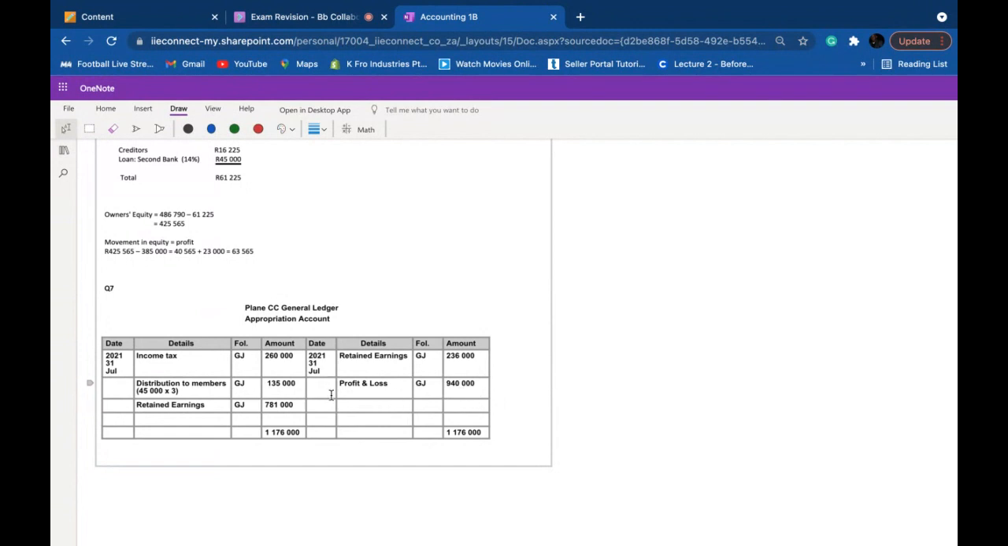All right. Then you come to the other side, income tax. We've paid it out, money leaving us. Then distribution to members. Remember, there's 3 members, and each is getting 45,000. There you have it. Then we know that the difference, whatever remains, is obviously going to retained earnings. So that's all that you needed to do over there for question 7.